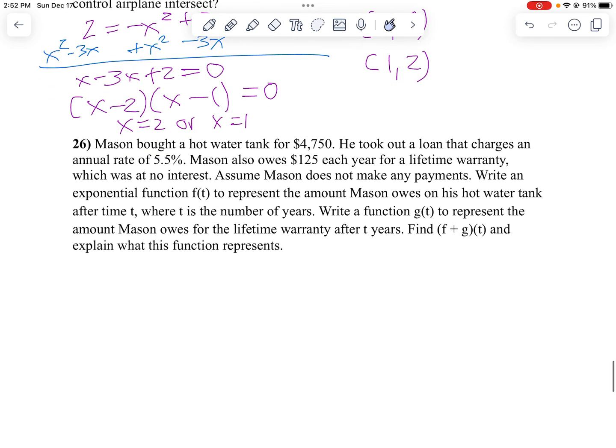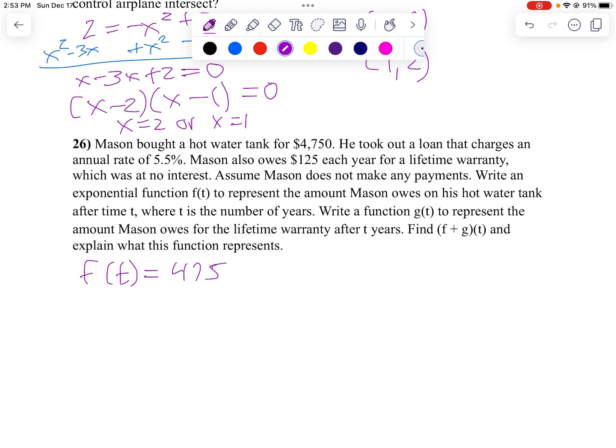Now in 26, we've got Mason. He bought a hot water tank for $47.50. He took a loan that charges an annual rate of 5.5%. So that's going to be F, isn't it? F of T will be how much he has to pay for the hot water heater if he doesn't make any payments. So it'll be $47.50 times, and we're going up by 5.5%, so 1 plus, or I'll say 1.055 to the T power.